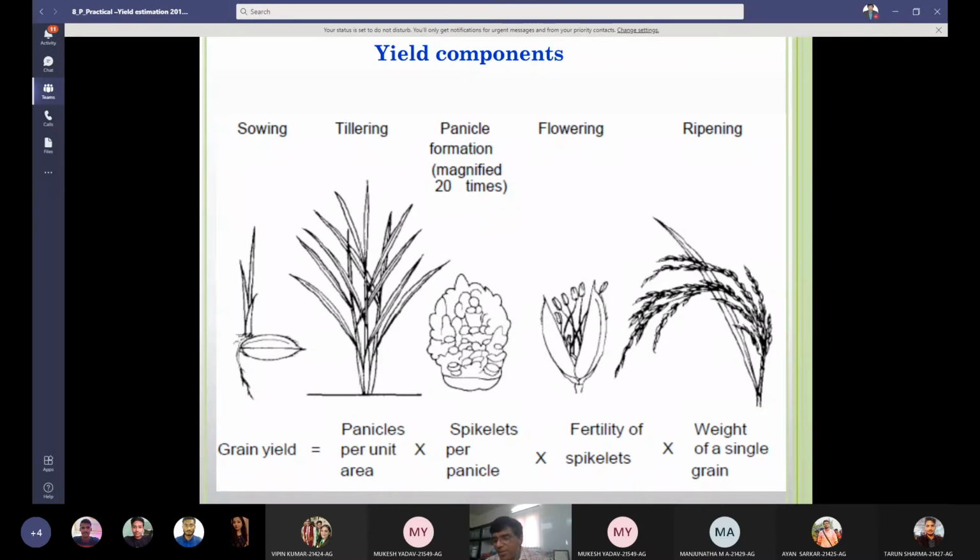Then the weight of a single grain. Many times you can use 1000 seed weight or single grain weight. If you write the weight of 1000 seeds, then you have to divide it by 1000 so that you can get the weight of a single seed.